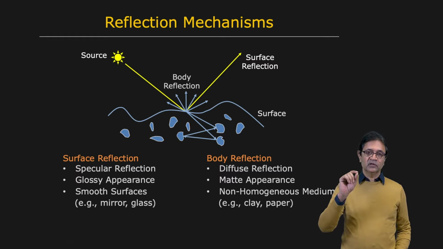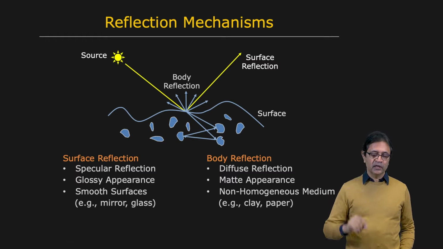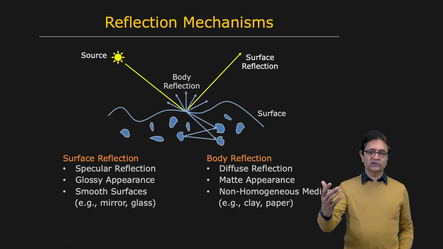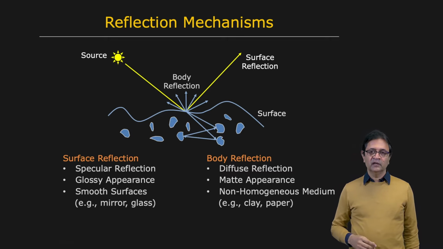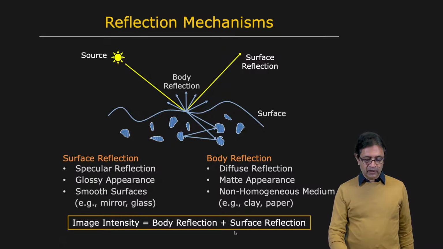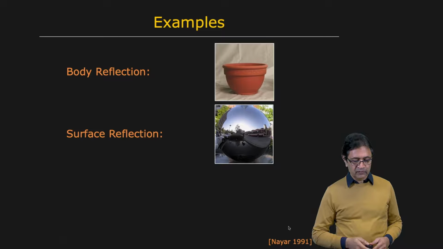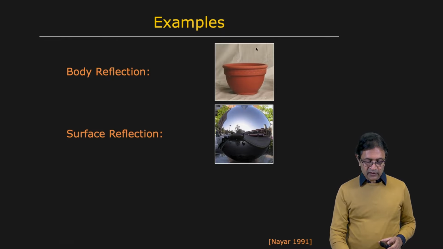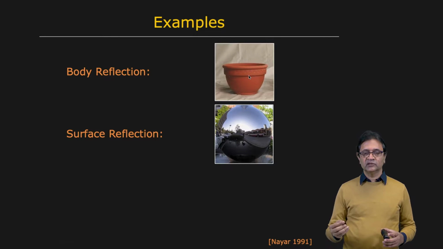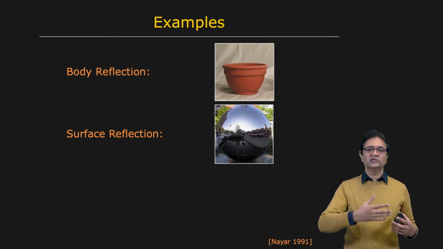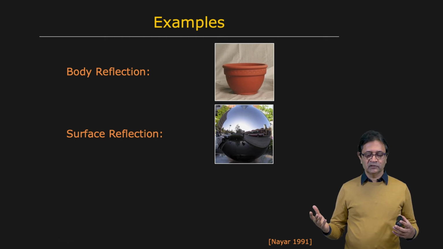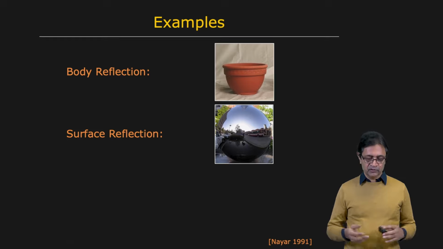So in general, when you look at the intensity at a point in the image, it's of course the result of reflection from some point in the scene, but that intensity has a body reflection component and a surface reflection component in general. So let's take a look at a couple of examples here. Here is a clay vase, and you see that it primarily has body reflection, meaning light actually enters the surface, bounces around, comes back out, and is distributed widely in terms of directions, and therefore it has this matte appearance to it.